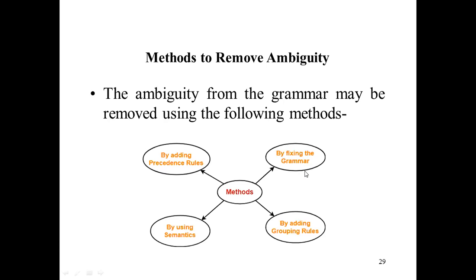Another method is by fixing the grammar. Another method is using the semantics. We use some logic here, and by adding grouping rules. There are a few grouping rules we will consider to avoid the ambiguity. Now the time for the Zoom session is going to finish, and we will continue in the next session. If you have any questions.